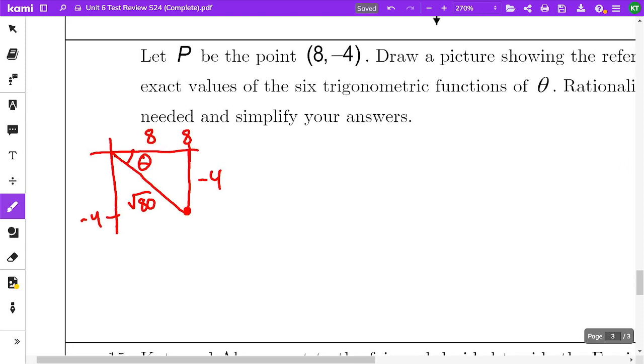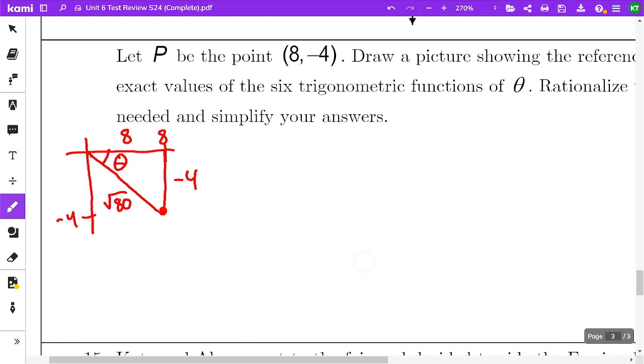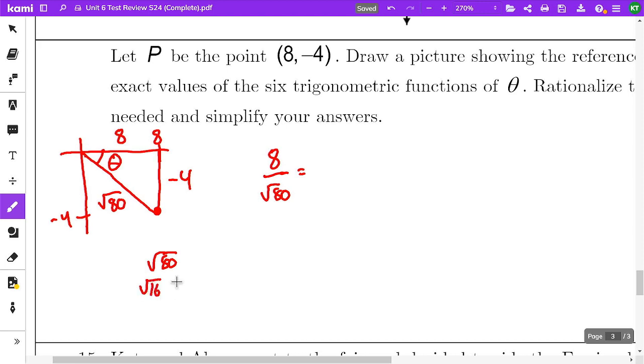We have cosine first. Cosine is adjacent over hypotenuse. So 8 over root 80. Let's simplify that first and then rationalize it. Just for the sake of things, square root of 80 is the same thing as the square root of 16 times 5, or the square root of 16 times the square root of 5. So that means root 80 is equal to 4 root 5. That will save us a lot of time in the future.